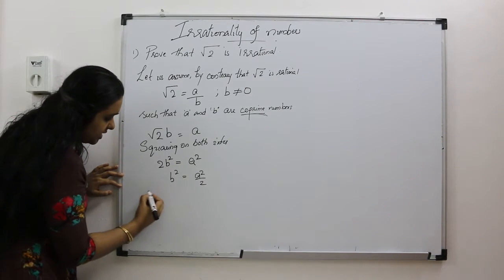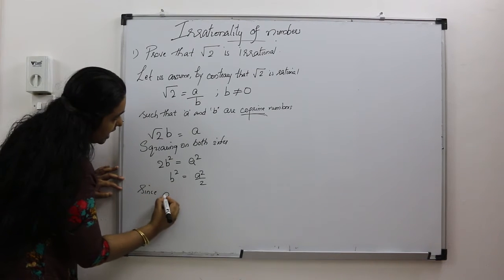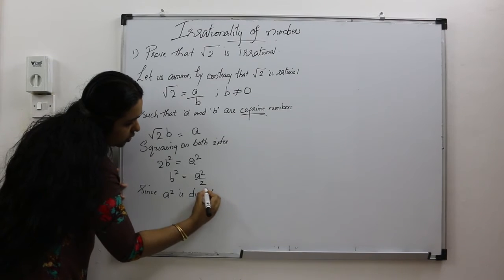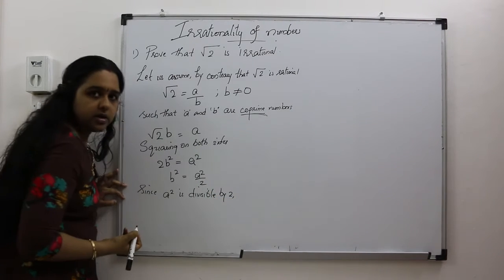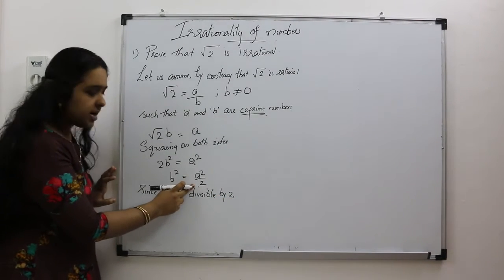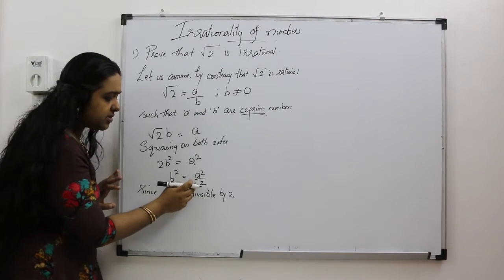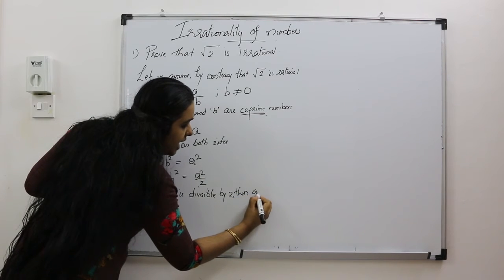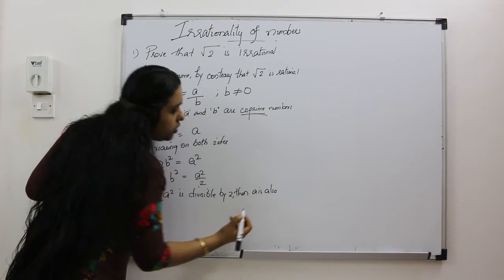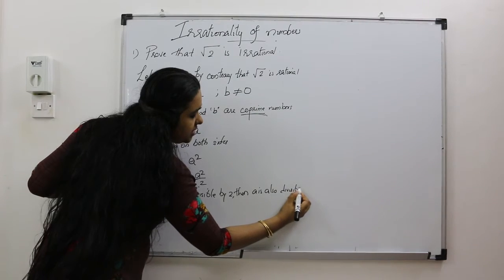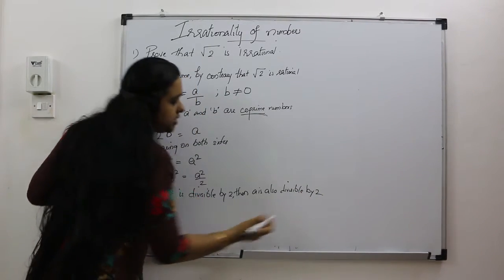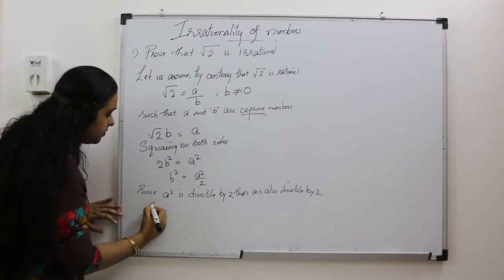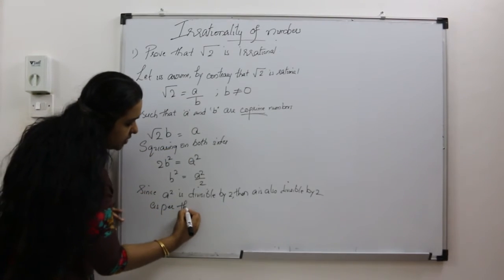So we can write, since a square is divisible by 2, since a square can be divided by 2, that is what is divisible. A square is divisible by 2. Since a square is divisible by 2, then a is also divisible by 2 as per theorem.